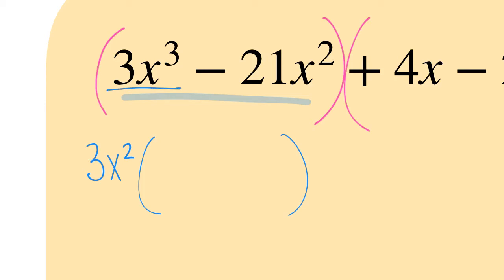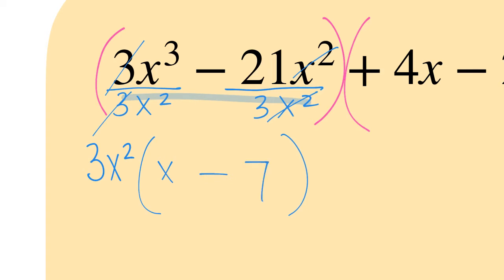So 3x cubed divided by 3x squared. Well, the 3's would cancel, and I would have 1x left over. All right, in the next term, we're going to divide by 3x squared. The x's would cancel, and 21 divided by 3 is 7. So we're going to write -7.